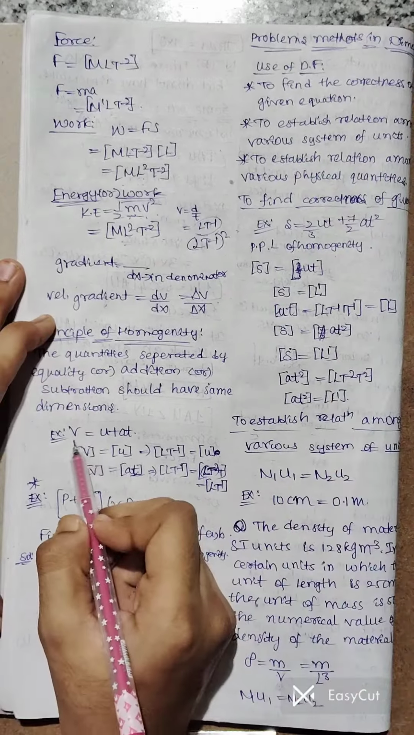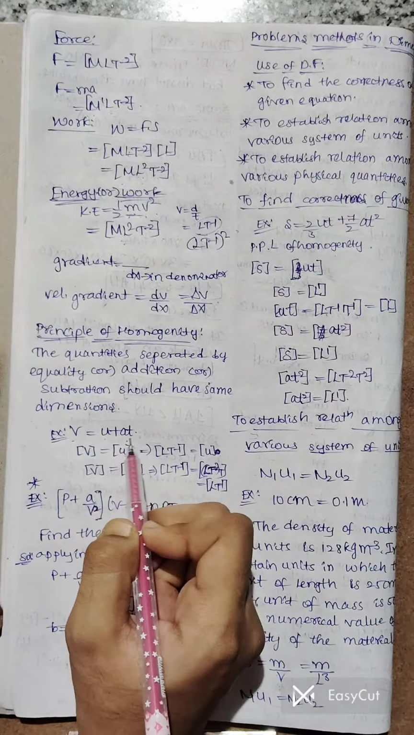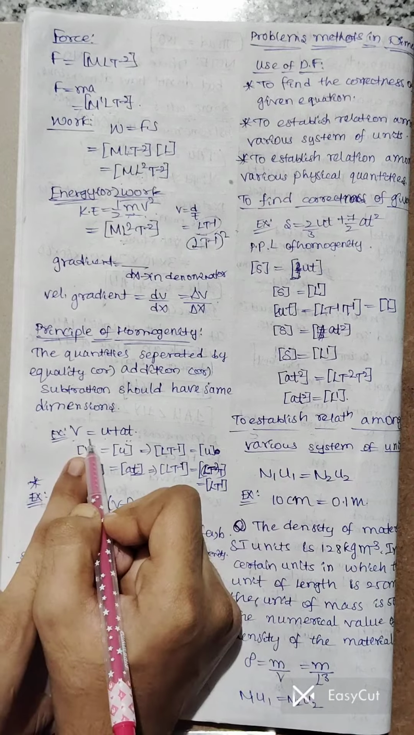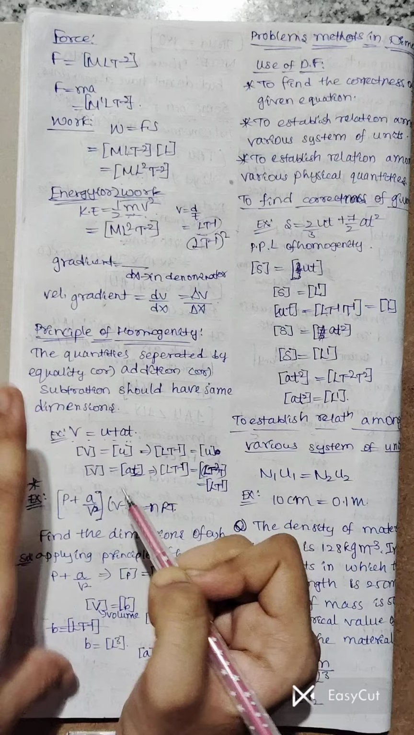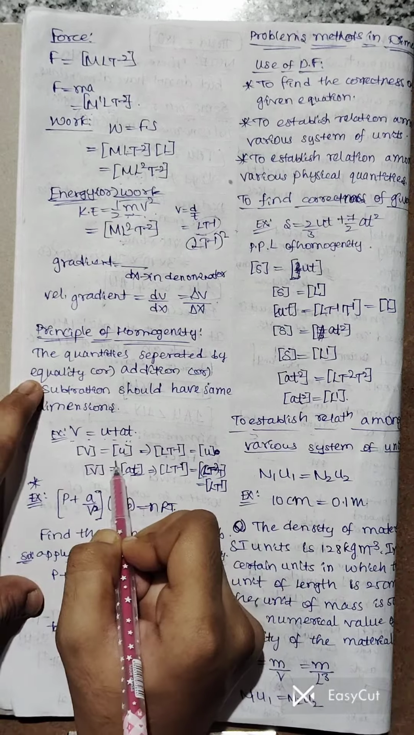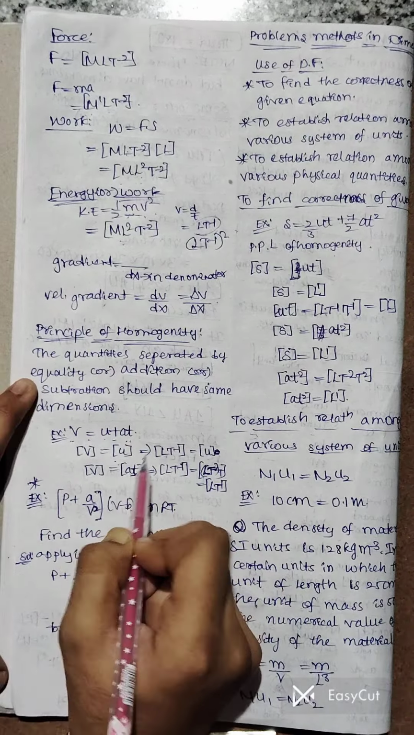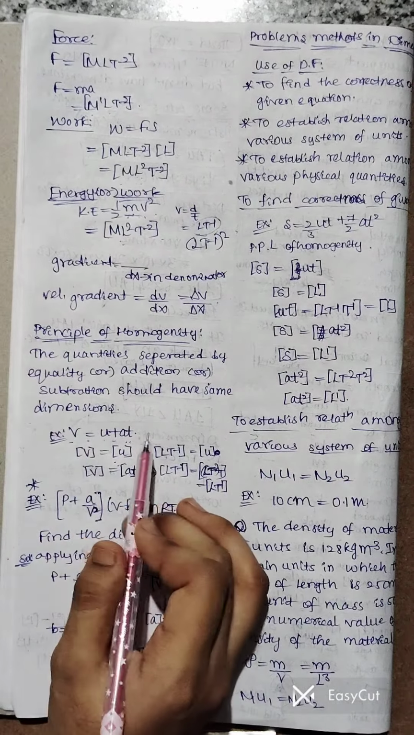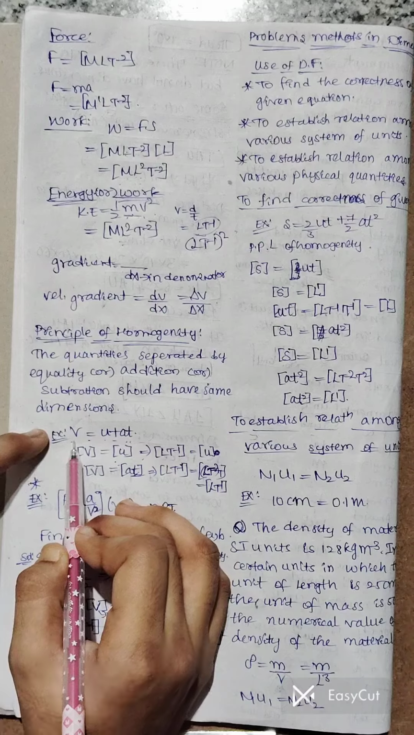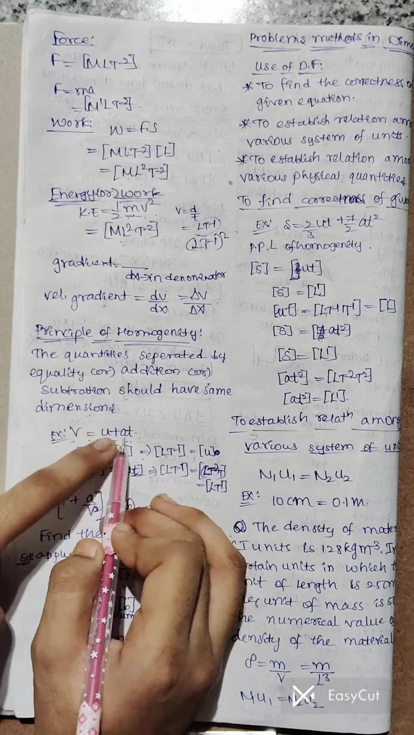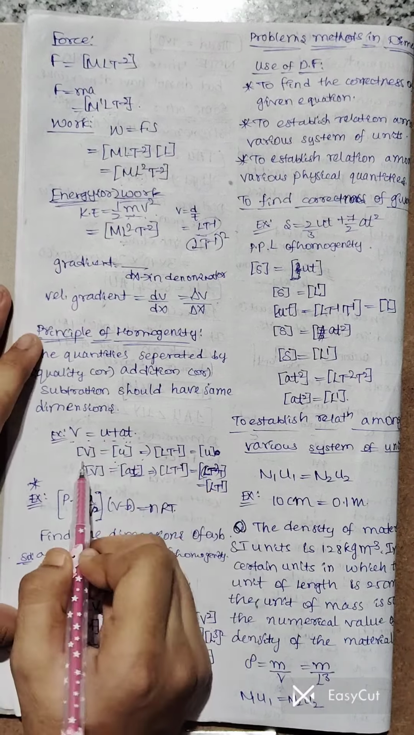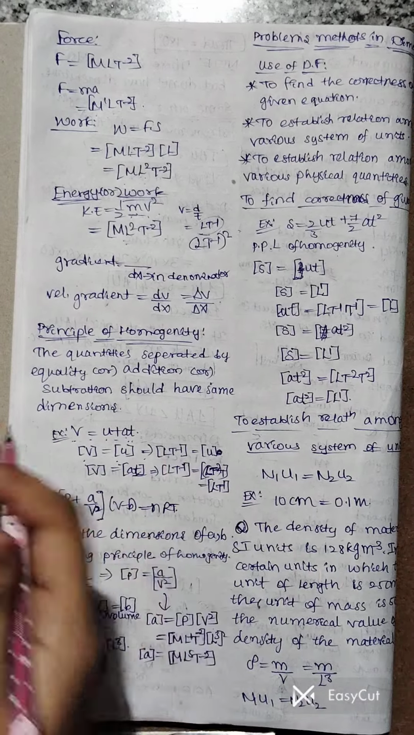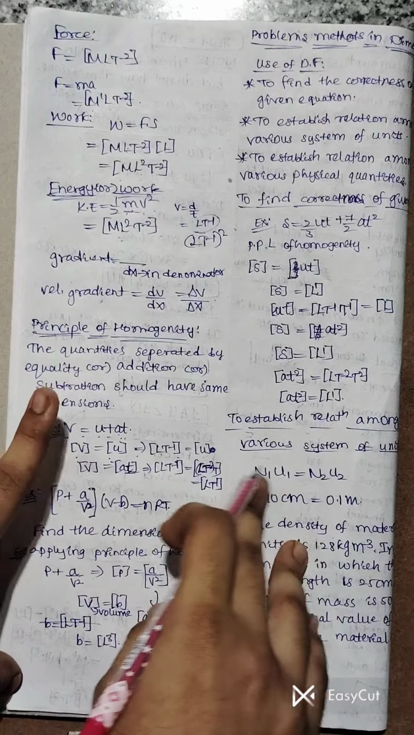For example, if we take v is equal to u plus at, here this equation is separated by an equality and an addition. So the dimension of v should be equal to the dimension of u, which should be equal to the dimension of at. We know that this is according to the laws of motion. Final velocity v is equal to initial velocity plus acceleration into time. Now the dimension of final velocity and the dimension of initial velocity both remain the same, that is LT power minus 1.